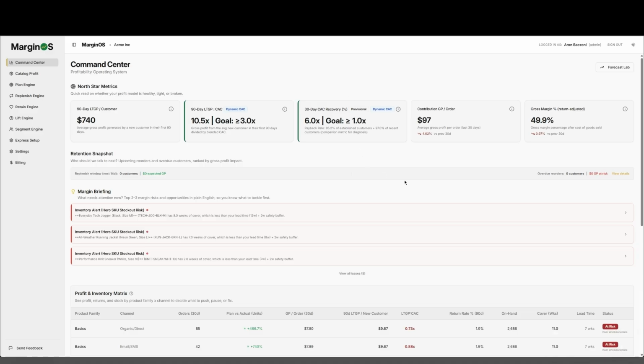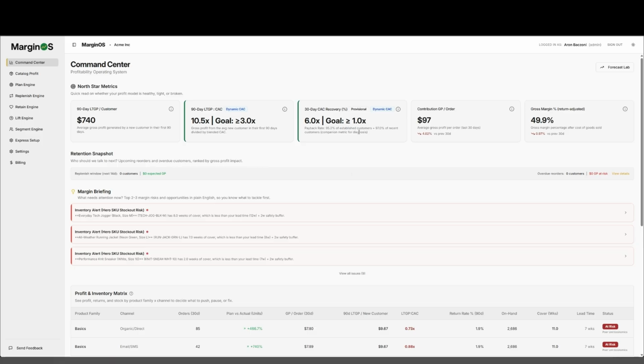If you logged in on a Monday morning, this is the first thing you would see. Up here on the top row are the North Star metrics. The idea is simple. In 5 seconds, you can tell if the machine is healthy or not. So the metrics are LTGP per new customer, so you know the profit, not just revenue, that you are buying. LTGP to CAC, so you can tell if the math works for scaling paid. CAC payback window, so you see how fast cash comes back. Gross profit per order and return adjusted gross margin, so you are not lying to yourself about refunds and shipping.